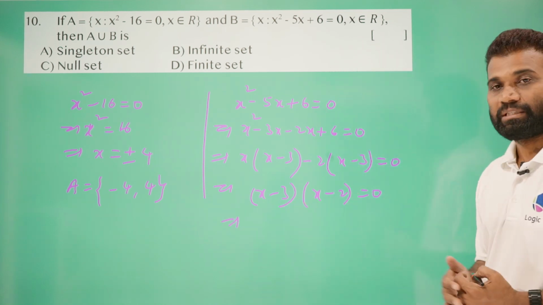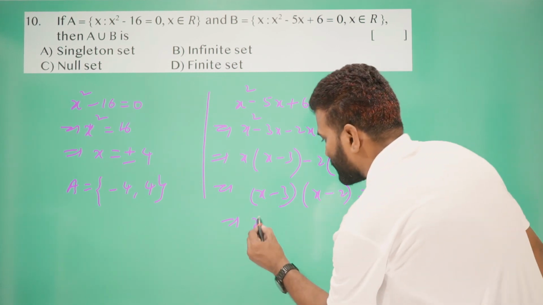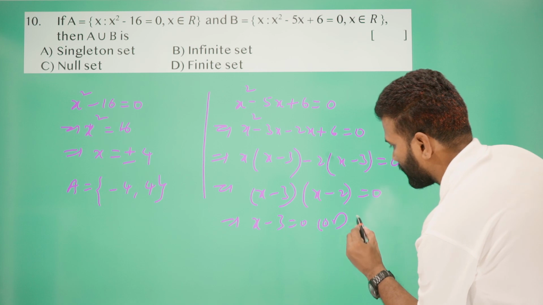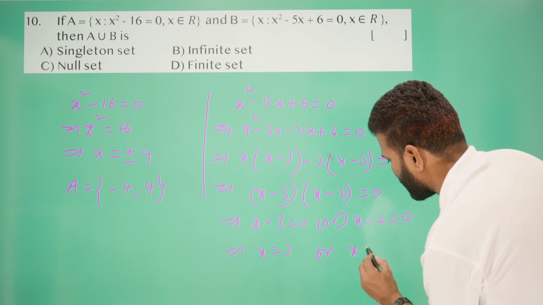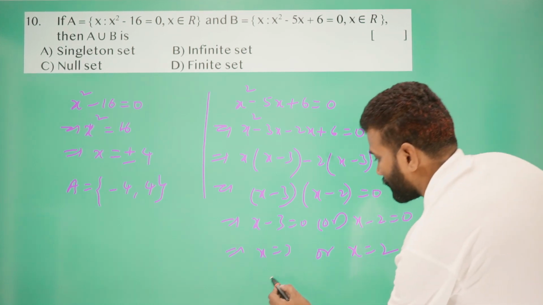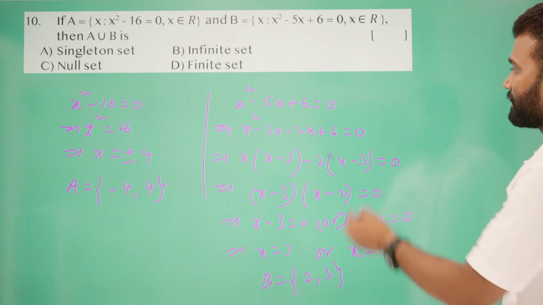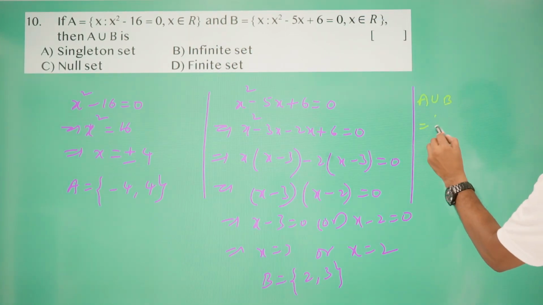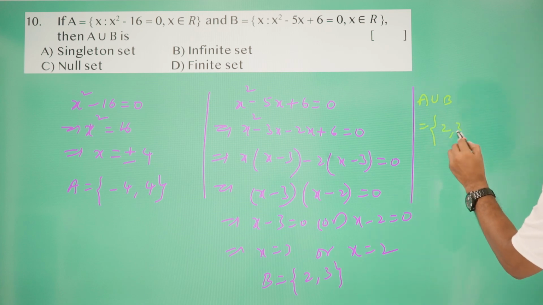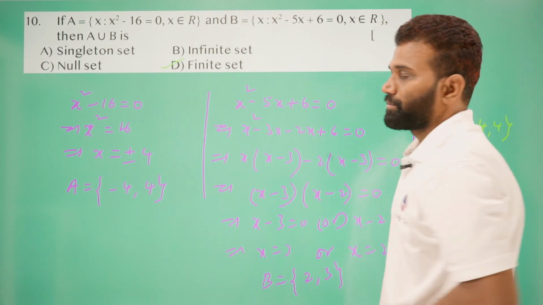When A into B equals 0, then either A equals 0 or B equals 0, which means any one must be 0. Then x minus 3 equals 0 or x minus 2 equals 0. Then x is equal to 3 or x is equal to 2. So therefore set B is equal to {2, 3}. Then their union, A union B, is equal to {2, 3, negative 4, 4}, which is a finite set. So therefore the correct option is D.